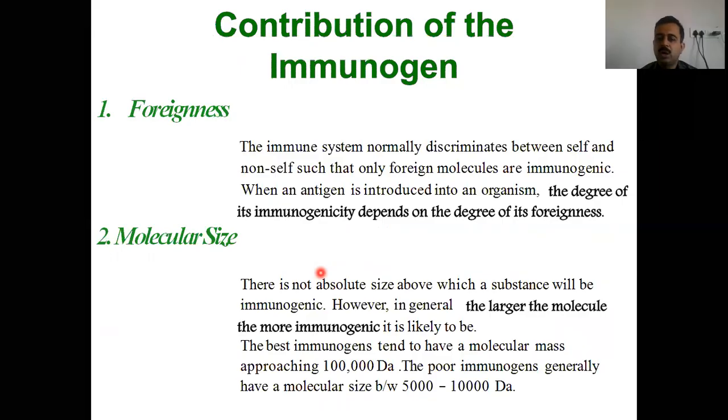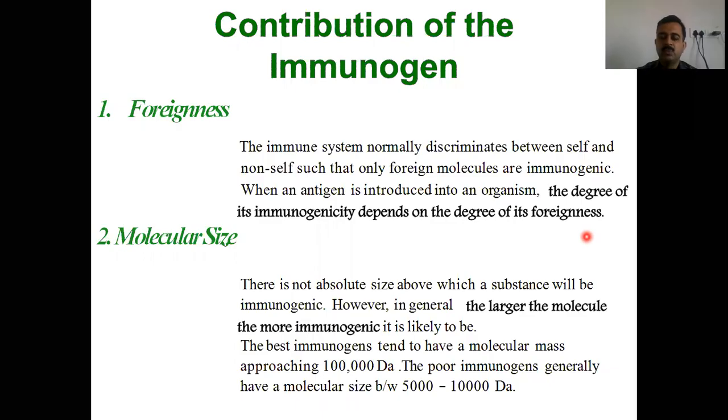The immune system normally discriminates between self and non-self, such that only foreign molecules are immunogenic. When an antigen is introduced into an organism, the degree of immunogenicity depends upon the degree of foreignness. Means anything that enters inside the body which is foreign is said to be an immunogen.